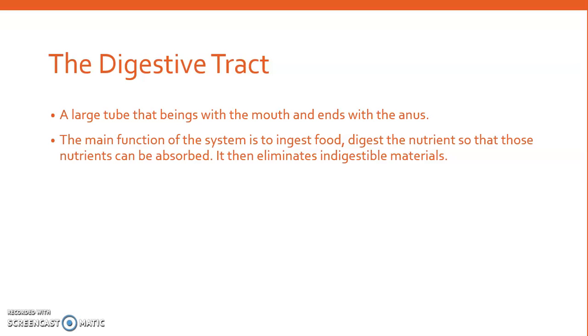So we'll just start off talking about what the digestive tract is. It's a large tube that begins with the mouth and ends with the anus. The main function of the system is to ingest food and digest the nutrients so that those nutrients can be absorbed. And then it eliminates any indigestible materials, so anything that you cannot break down in your body and cannot be absorbed gets expelled.